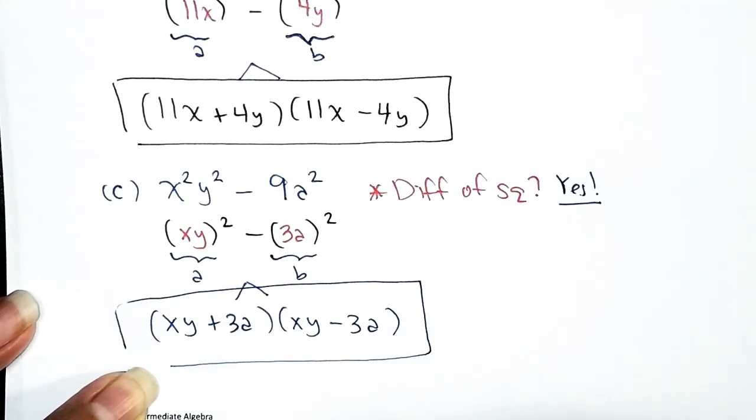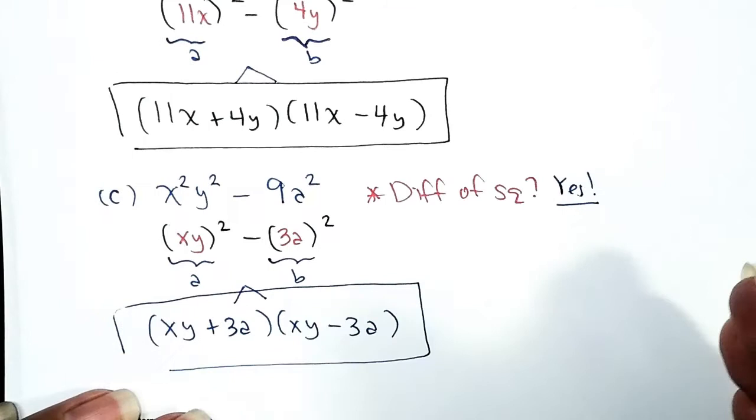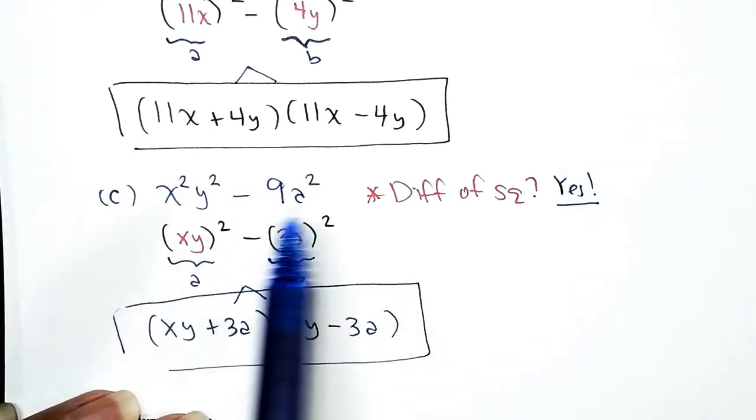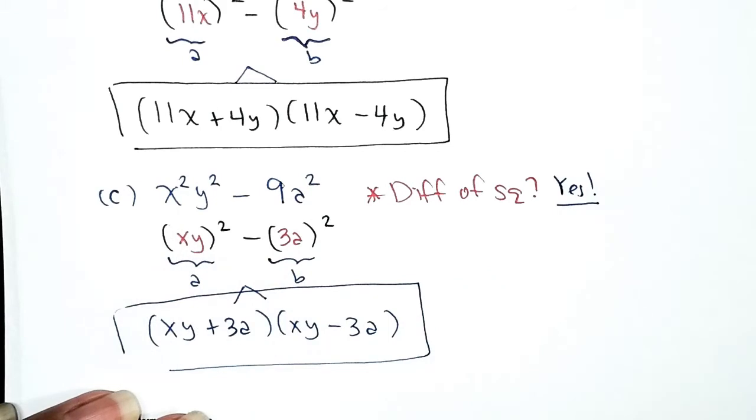Someone said, how do we check our answer? Same way we did from like day one. Multiply it back out and you can confirm you get the original expression. Cool. So we're doing 9 problems. That's number 3. We got a few more to go, so bear with me.